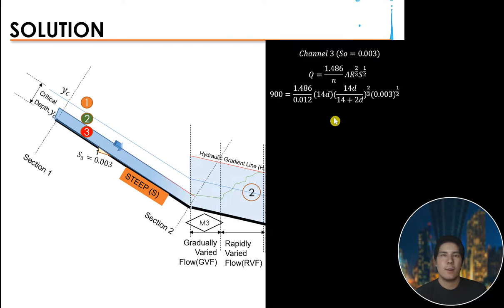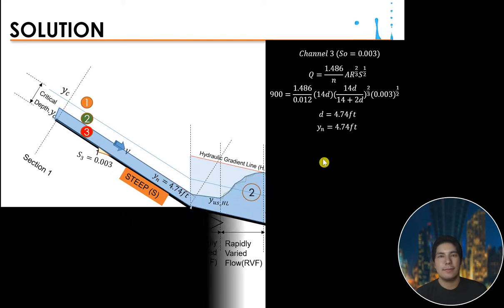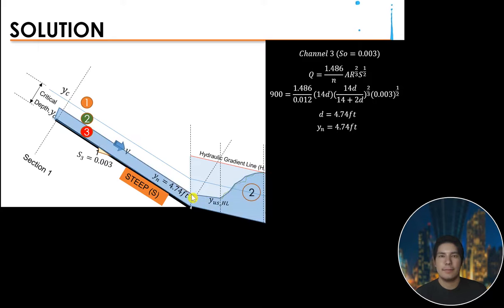So we have this formula for the flow rate. We substitute all the values, so we compute for the depth. We have 4.74 feet, so YN is 4.74. So we have this YN in the steep slope which is 4.74 feet. Now, we will compute the YUS to know if it is above the 4.74, meaning it goes up and will make a hydraulic jump. But if it is less than that, it will not make a hydraulic jump. If it is smaller, the possible scenario 1 will happen.